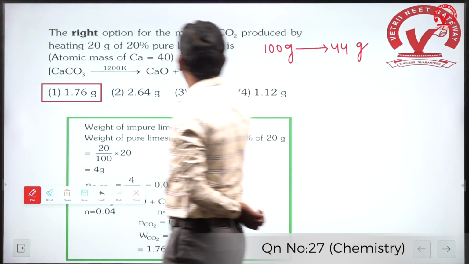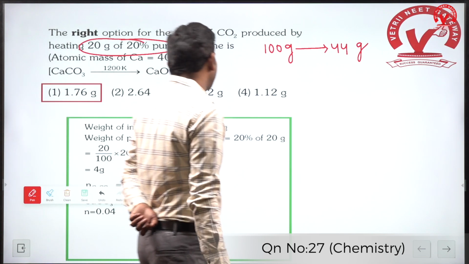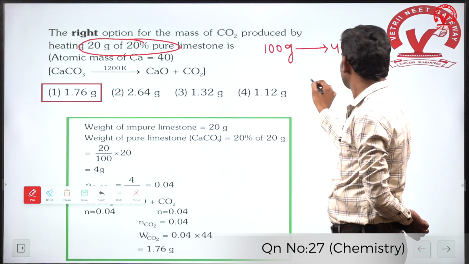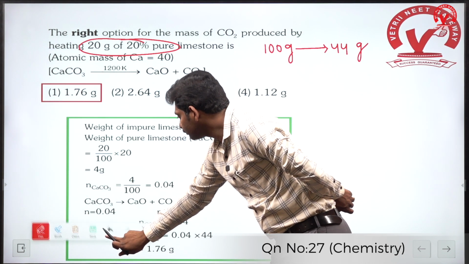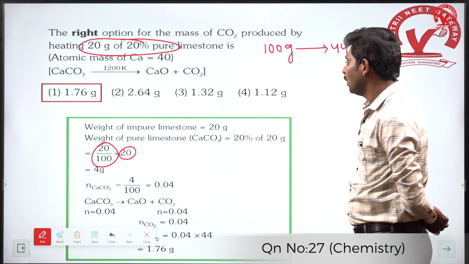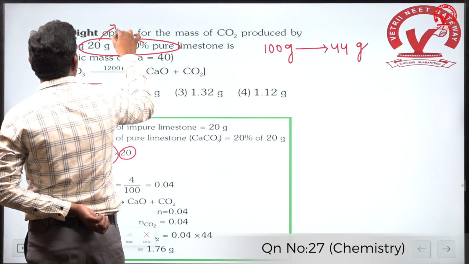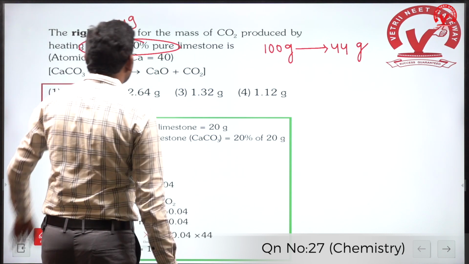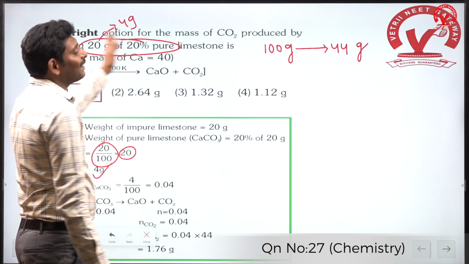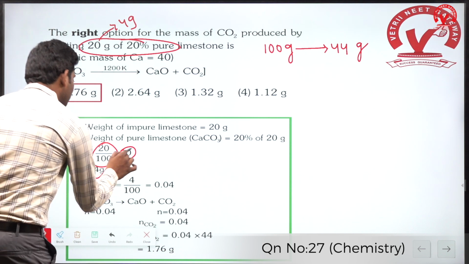In the question, 20 gram of 20% limestone means calcium carbonate. So you have to calculate 20 by 100 into 20, which is 4 grams. It is not given directly, it is given indirectly. Normally they ask for CO2 produced by 4 gram of limestone, but here it gives 20 gram of 20%, so this is how to calculate the weight.